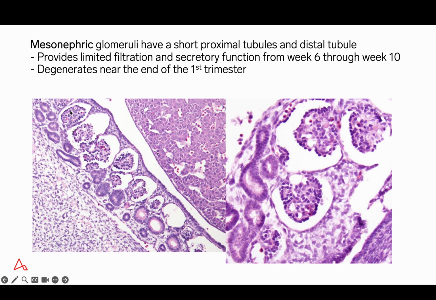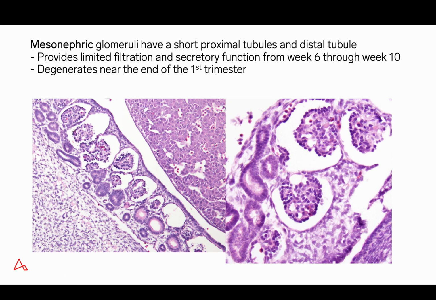This is a closer look at the mesonephric kidney. We can see it consists of this column or row of glomeruli with a short tubule. The glomeruli look very similar to newborn glomeruli with very prominent row of podocytes and frequent capillary loops. They have a short proximal tubule, which you can see right here, which is a little larger than the distal tubule here, and this connects immediately into the mesonephric duct, which is not visible in this image.